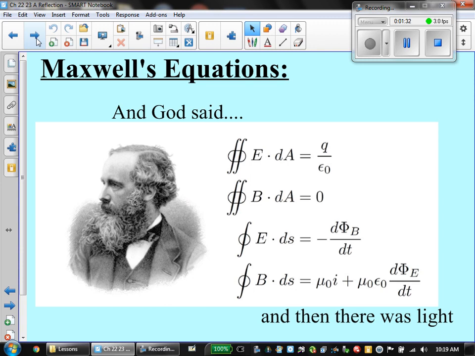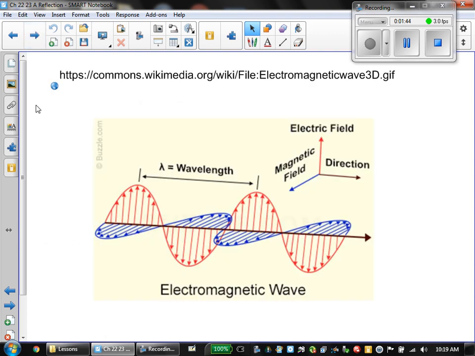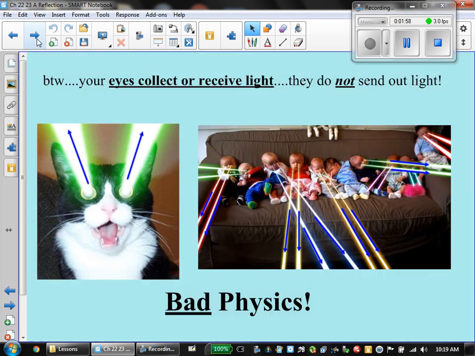Now, these are Maxwell's equations. You do not need to know these. These are the calculus derivations, and we may talk about them briefly, but it's not something you need to know. They're related to electric fields and magnetic fields. We also talked about how you have an oscillating electric field, and at the same time an oscillating magnetic field perpendicular to each other. That's what makes up an electromagnetic wave, and the wave propagates in this direction at the speed of light through vacuum.